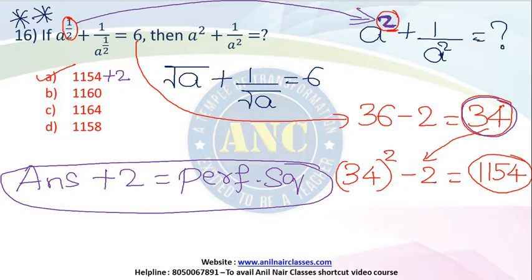1154 plus 2 is 1156. Yes, it's a perfect square. This should be the answer. Check the other things also. 60 plus 2 is 62. Perfect square cannot end with 2. Ruled out. 1164 plus 2 is 1166. It is not a perfect square. Ruled out. 1158 plus 2 is 1160. It's not a perfect square. Ruled out. It's so simpler.